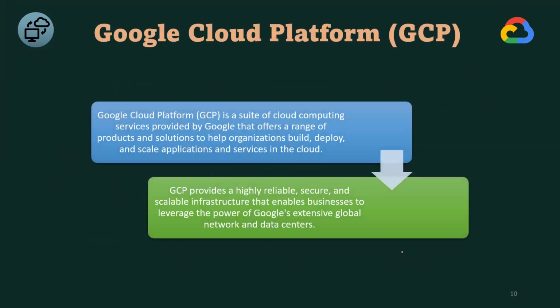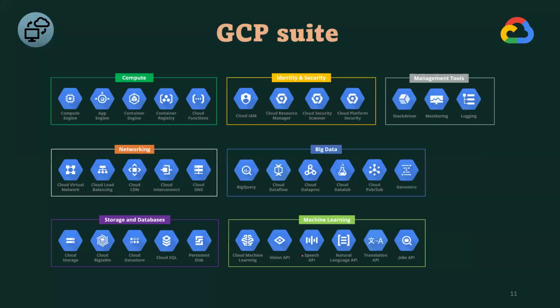Okay, and not only that, they are going to provide you highly reliable, secure, scalable infrastructure that enables businesses to leverage the power of Google's extensive global network and data centers. So these services are highly reliable and secure, and scaling up and down is also possible within Google's data center itself. Okay, so that is how it is. And these are the services that are provided, a suite of services. This is what I call a suite of GCP services.